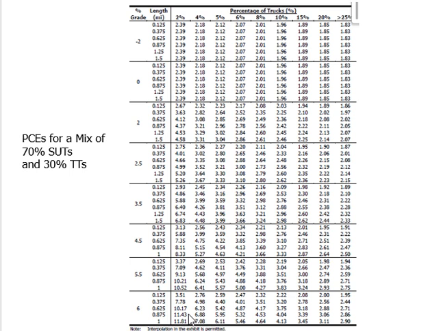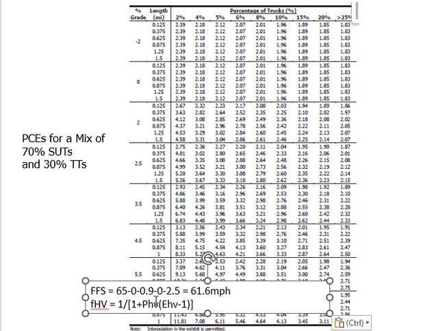Clear? Okay, let us do it for the positive gradient first. 3.5 upward, 3.5 is here. My length is 1.25, so this row, 1.5. What is the percentage of trucks? 10. So for 3.5, 1.25 mile length and 10% trucks, my factor is 2.96. First of all, I will calculate my FHV for the upward gradient.